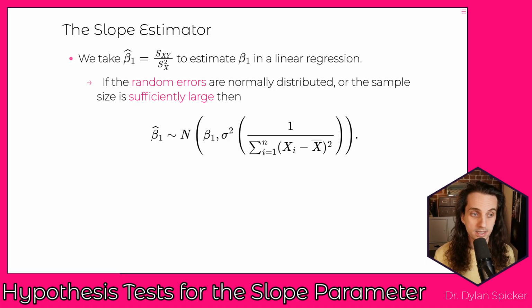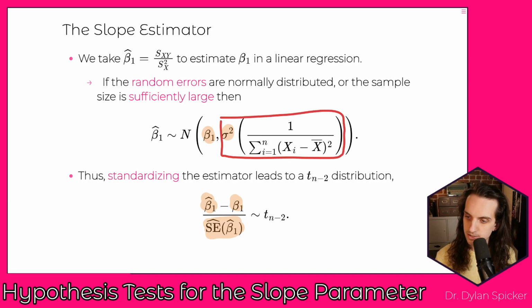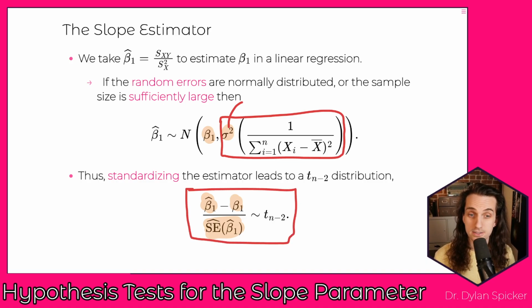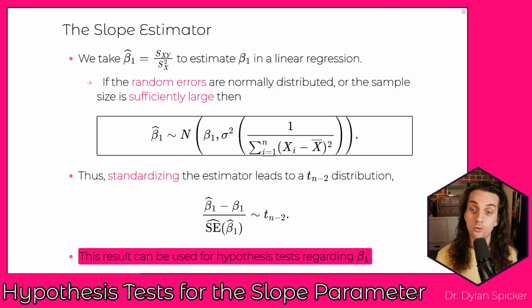If we think about what's going on here, sigma squared is the variance of our epsilon terms, and beta 1 is the true slope parameter. Everything else comes from our data. As a result, if we standardize this, so we take beta hat 1, subtract off the truth, and divide by the estimated standard error, where this estimated standard error is exactly the square root of our variance, except instead of using sigma squared, which is typically going to be unknown, we replace that with the mean squared error, then we find that this quantity has a T_{n-2} distribution.